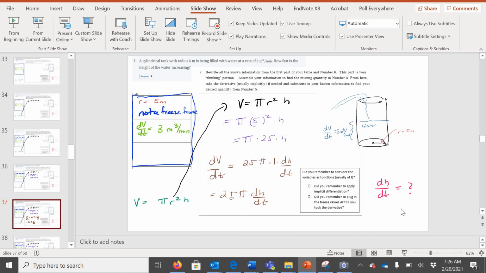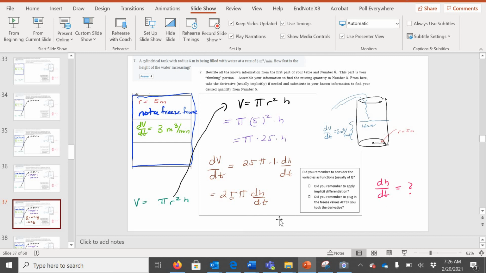Now, the obvious thing to do, because you're in calculus, is to take the derivative. From left to right, I take the derivatives. dv dt is 25 pi times 1, just a number. It's an ugly number, but it's just a number. The derivative of h is 1, and implicit differentiation says I multiply by dh dt right as I take a derivative of h. So I get 25 pi dh dt.